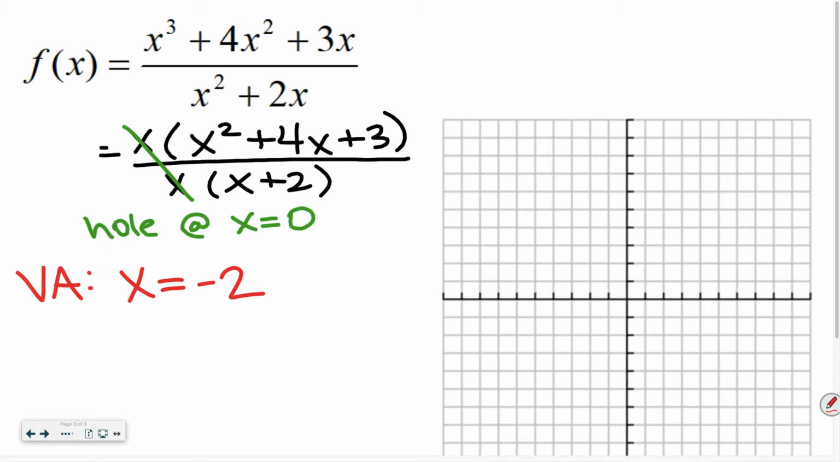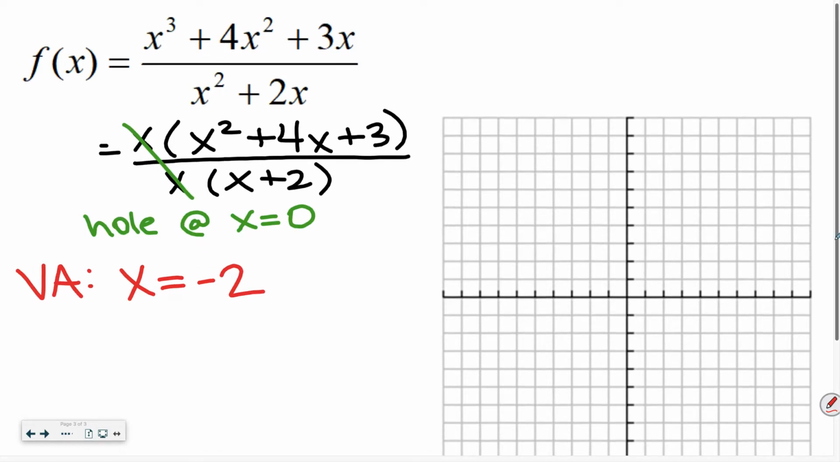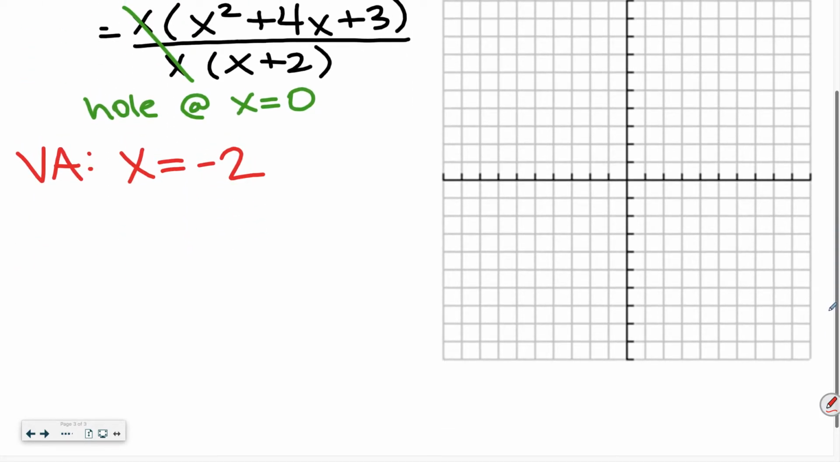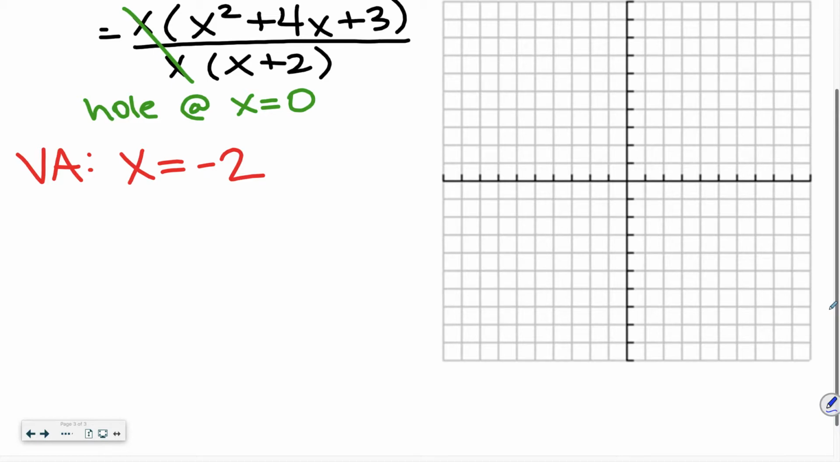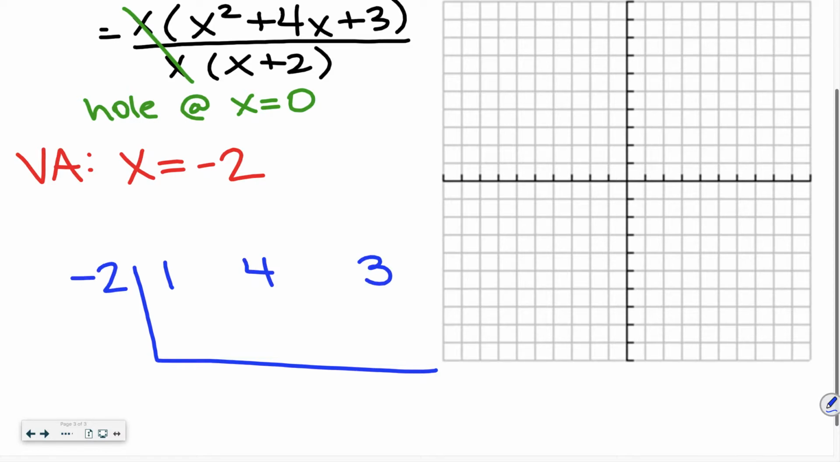I hear some discussion. Do we use synthetic division? Do we use long division? Which ones do we divide? I'll tell you what. Whether you do the division here or the division with the simplified one, it's going to be the same no matter what. Which one is less work? The simplified one. So let's go ahead and do the division with our simplified fraction. We are going to take x squared plus 4x plus 3 and divide it by x plus 2.